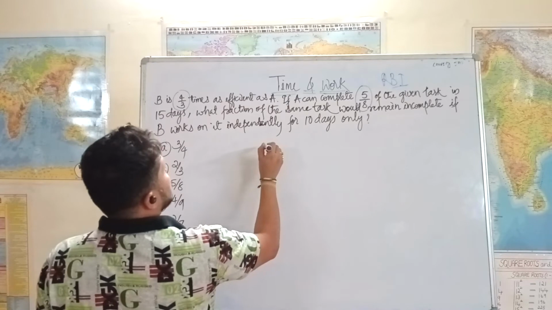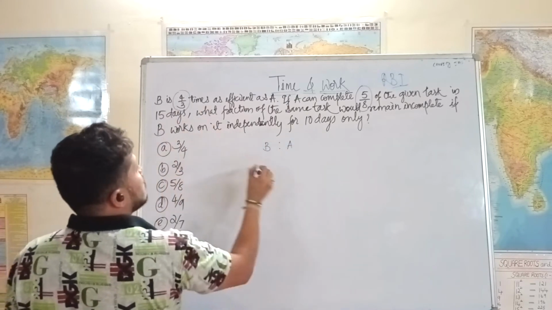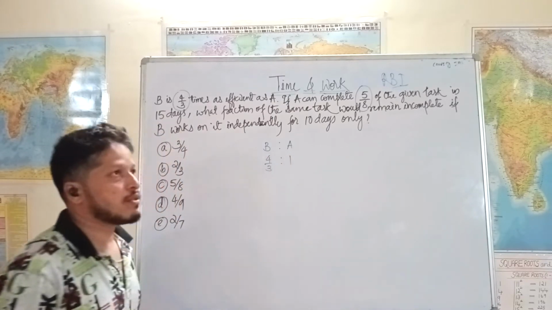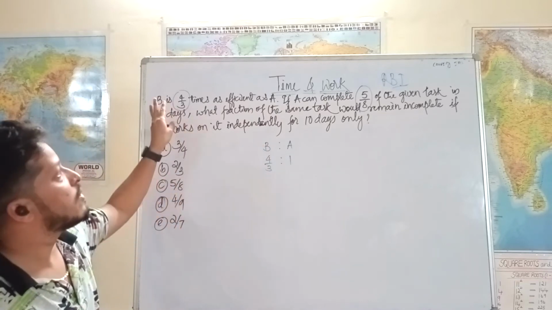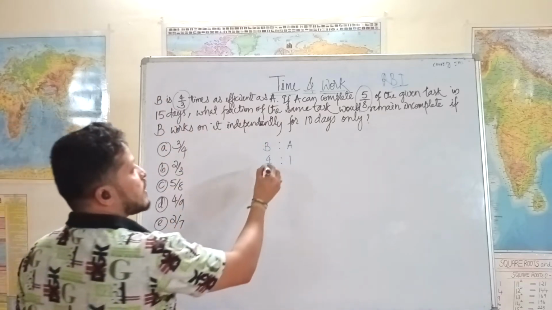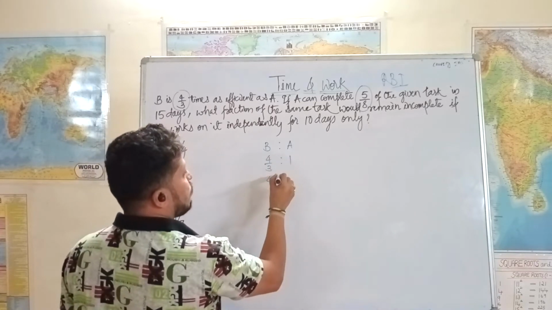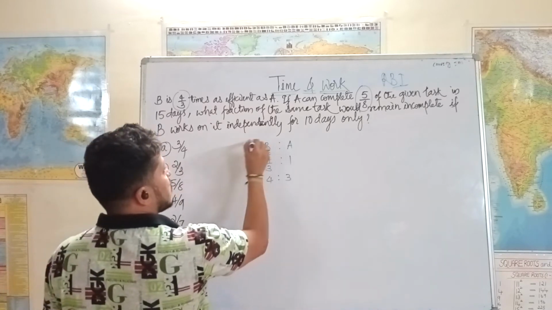See, the efficiency of B and the efficiency of A. Efficiency of B is 4/3 is to 1. So if the efficiency of A is 1, then the efficiency of B is 4/3. Right? This can also be written as, we can multiply both sides by 3, so it will be 4:3. So this is efficiency.